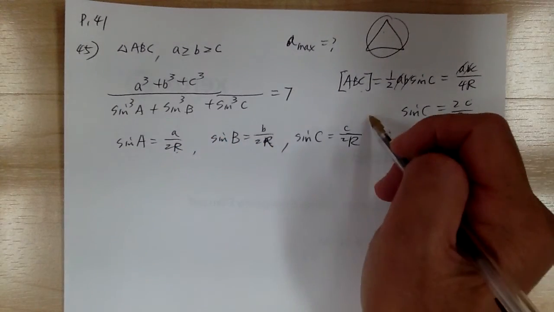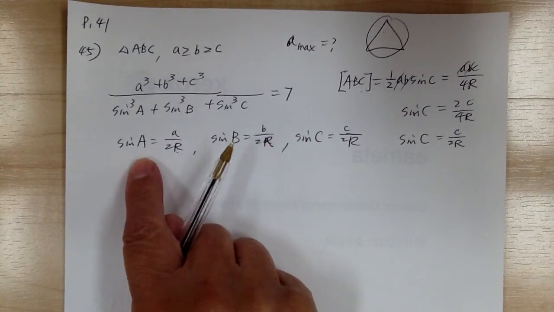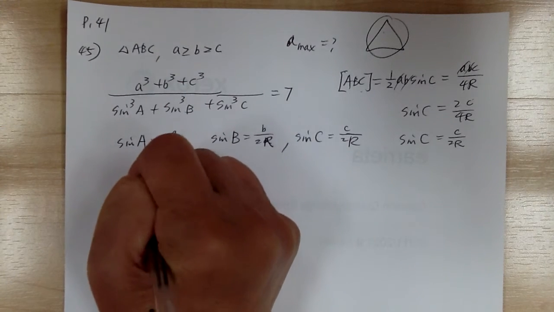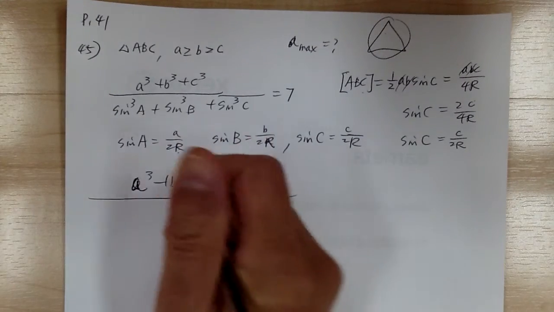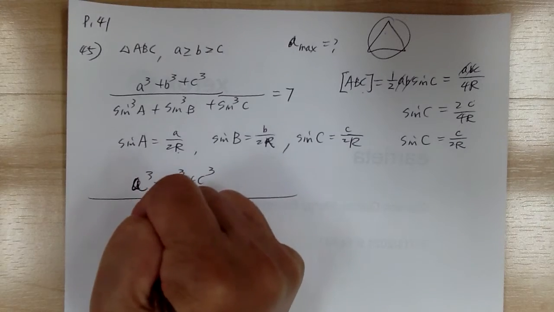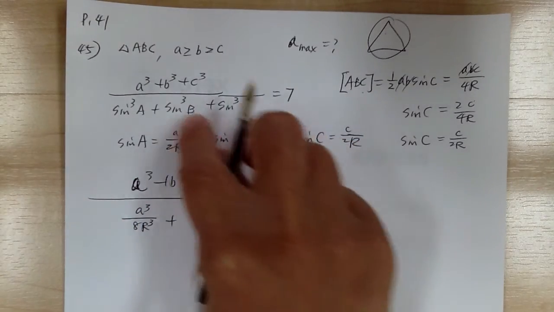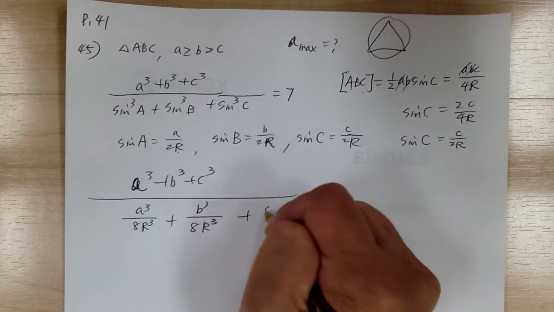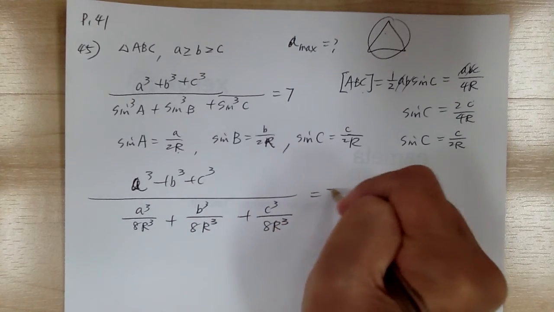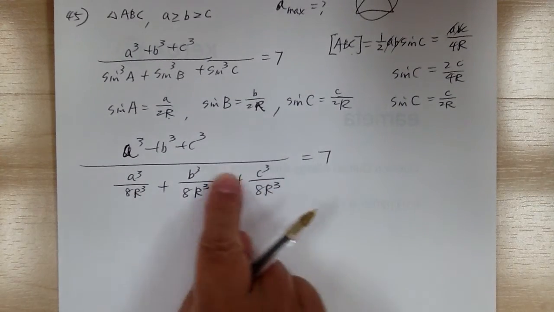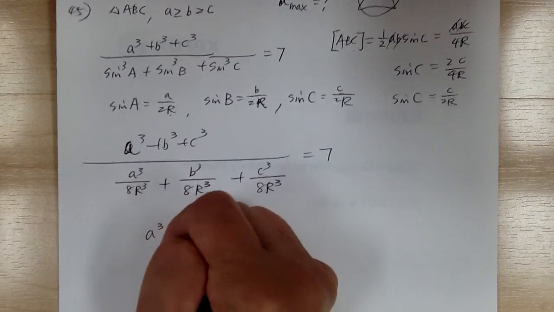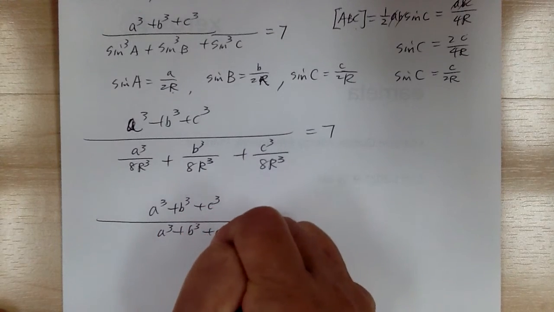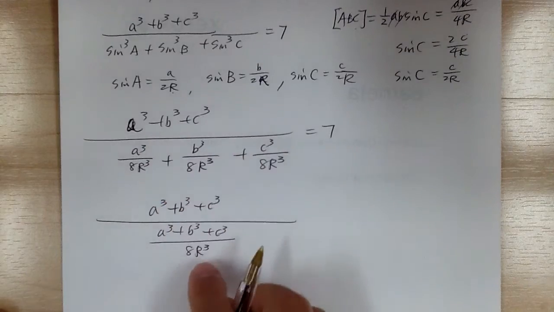Using that, you just substitute this into here. So you have a cube plus b cube plus c cube over, and when you cube this, you get a cube over 8R cube, plus b cube over 8R cube, plus c cube over 8R cube, equal to 7. Since these have a common denominator, you can add them together, so you get a cube plus b cube plus c cube over 8R cube.